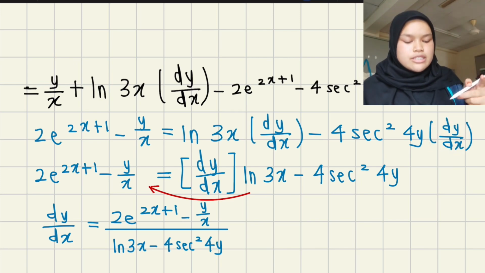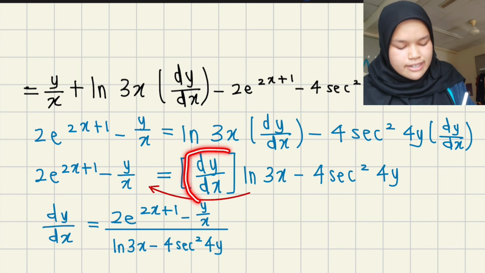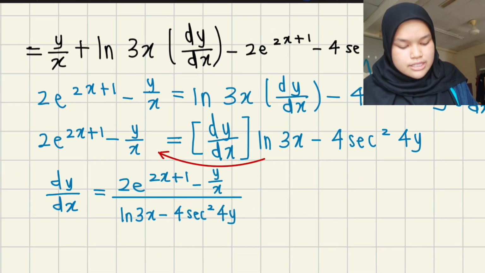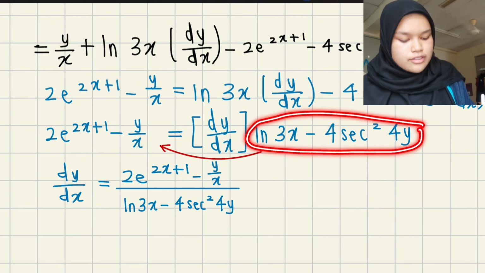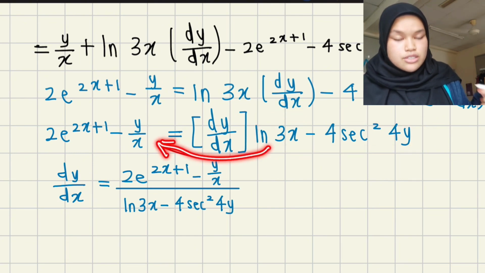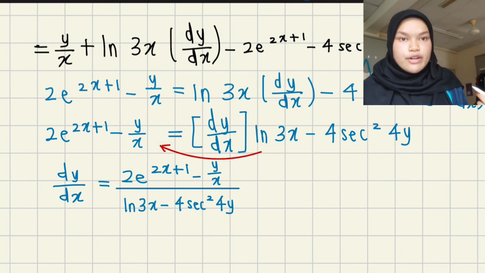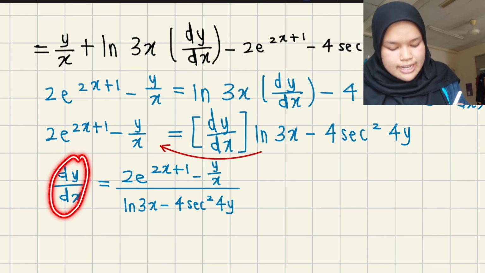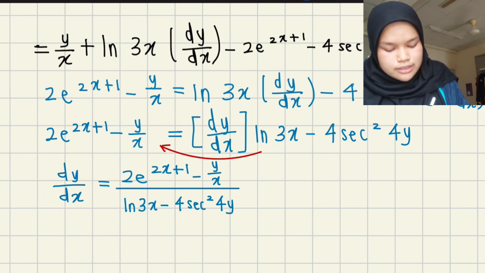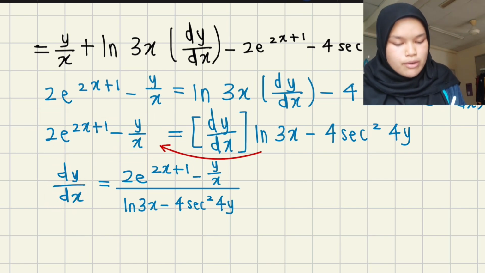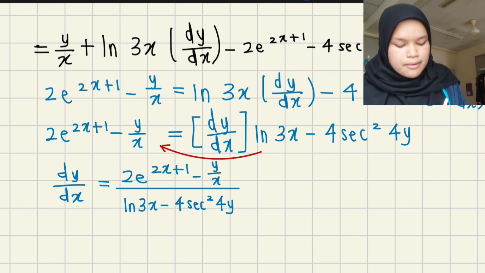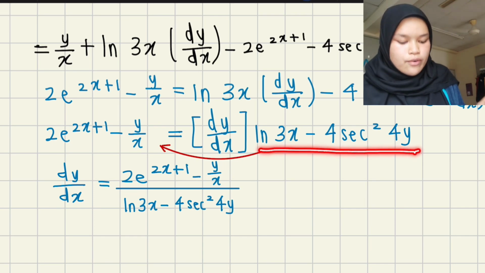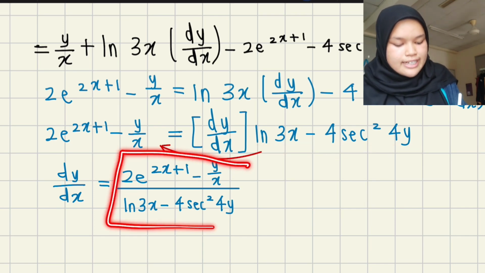So when dy dx is on one side, we have to factorize everything. Okay, so once factorized, we just have to move everything to the back. Because the question asks us to find dy over dx, dy over dx equals 2e to the power of 2x plus 1 minus y over x, over ln 3x minus 4 sec squared 4y. So this is our final answer.